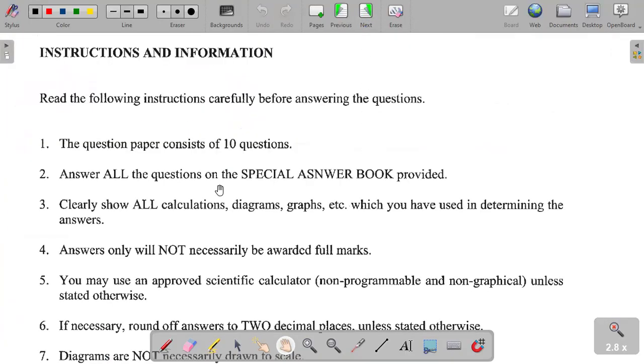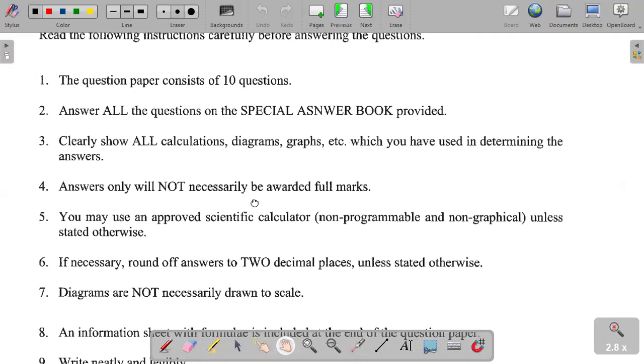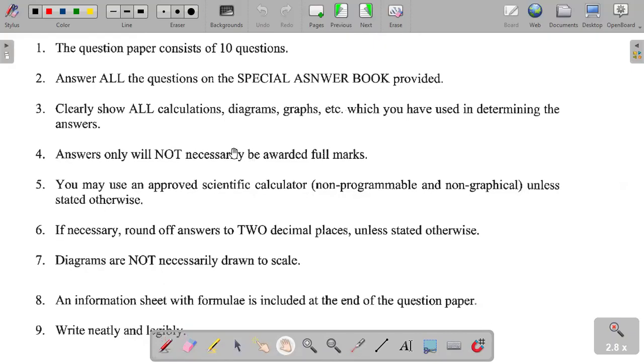So we go to the instructions. Read the following instructions carefully before answering the questions. They say answer all the questions. Clearly show all calculations. I think the instruction that's important here is the rounding. Round off to 2 decimal places, unless stated otherwise. So your answer should be 2 decimal places.